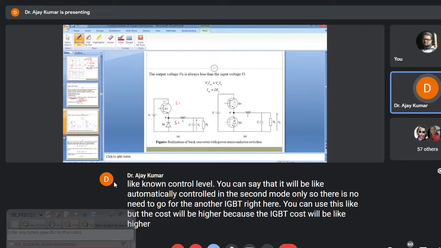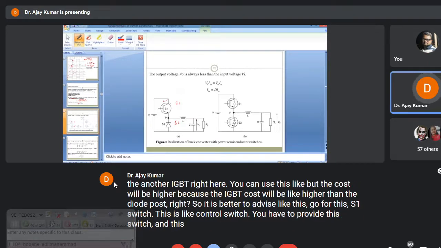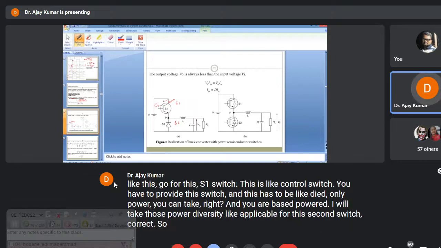So it is better to advise like this: go for the S1 switch as a controlled switch. You have to provide the gate pulse at this switch, and S2 will be a diode only. Power diode you can take, MUR based power diode you can take. Those power diodes will be applicable for this second switch. Correct? So this is the realization, how the realization will be.